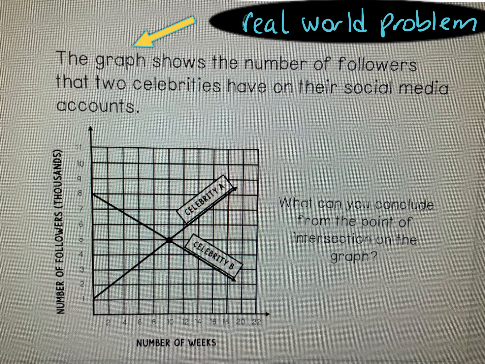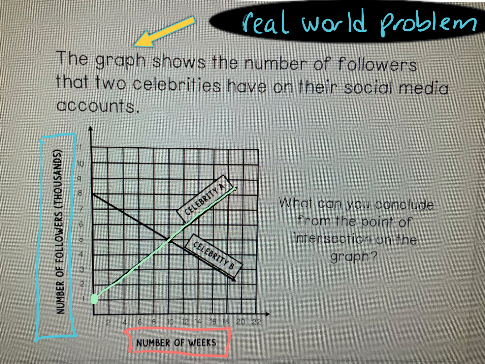So let's start with a real world problem. This graph shows the number of followers 2 celebrities have on their social media accounts. What can you conclude from the point of intersection? So if I look here, this says number of weeks on the bottom, and on the side it says number of followers in thousands. So let's take a look at celebrity A, and we notice that at the start, celebrity A has 1 follower, but actually that's 1,000 followers, not 1 follower. By the time they get up to week 18, it looks like there are about 8,000 followers.